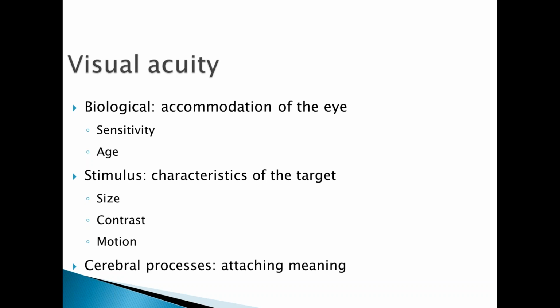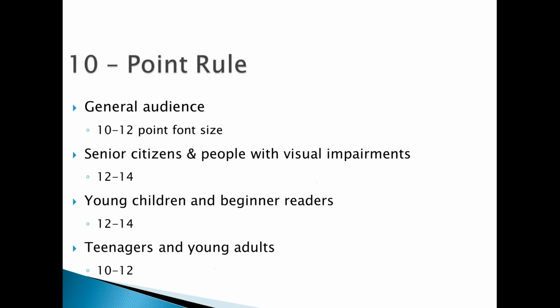And so we have to look, okay, who is your key audience? What is the age group? You have to look at those characteristics of your target audience. You have to look at the size. You have to look at the contrast, if there's any motion. So there are some cerebral processes, so attaching meaning to certain things on the website as well that you need to think about when thinking about the visualization of your site and each page and what it's going to look like.